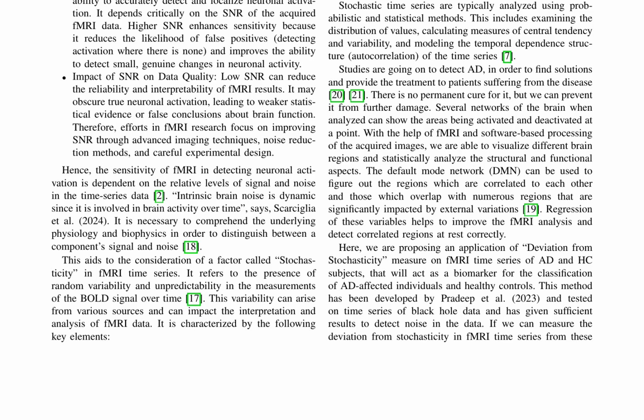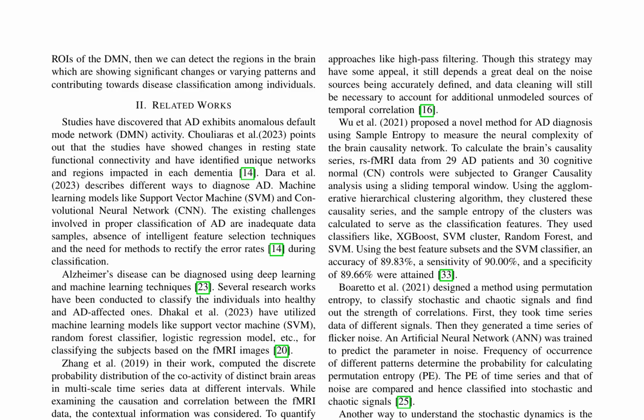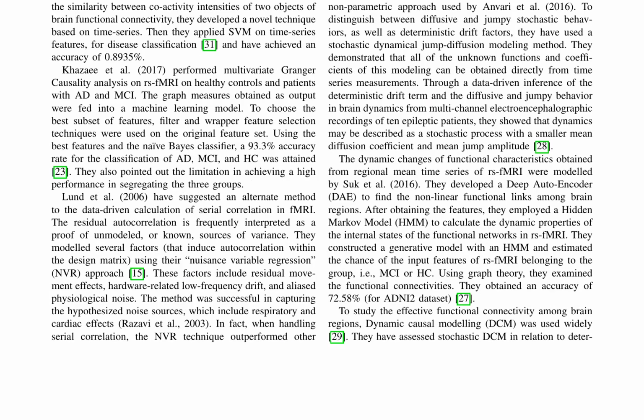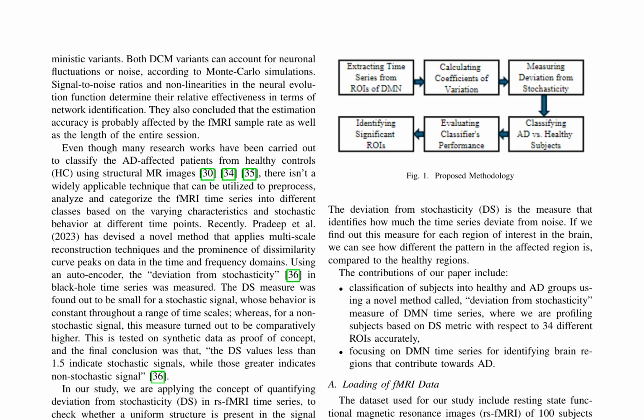The research focuses on diagnosing Alzheimer's disease, AD, using the deviation from stochasticity, DS, measure in resting state functional magnetic resonance imaging, RS-fMRI, data. The approach involves analyzing the brain's default mode network, DMN, for significant changes or varying patterns that contribute to disease classification. The study utilizes a novel method to quantify the deviation from stochasticity in RS-fMRI time series, aiming to classify subjects into healthy and AD-affected groups based on the DS metric.